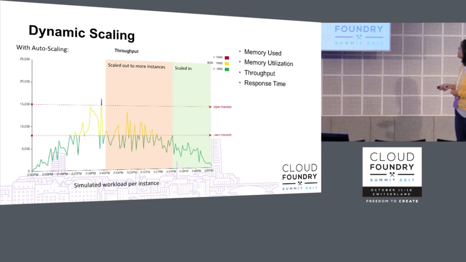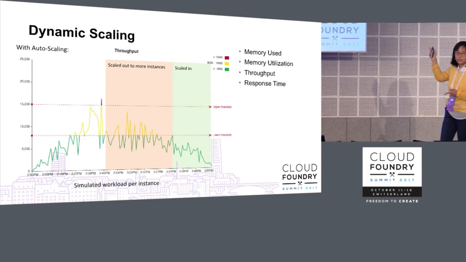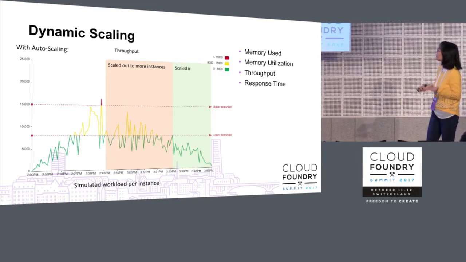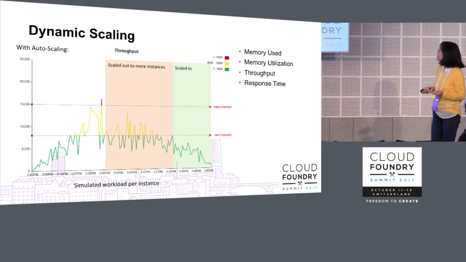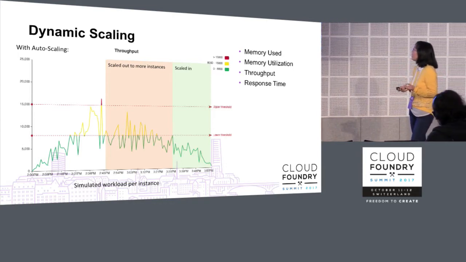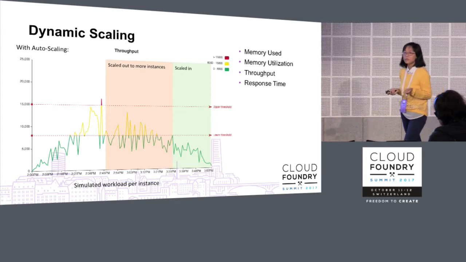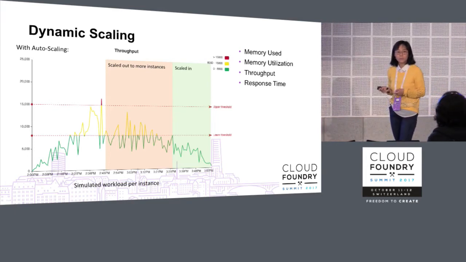Currently, we have four metric types: memory use, memory utilization, throughput, and response time. Here, I just want to mention that utilization is the percentage of your memory used.